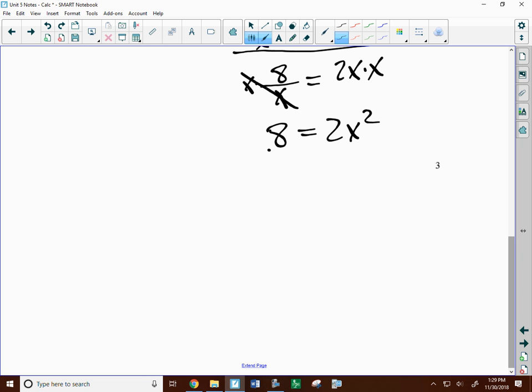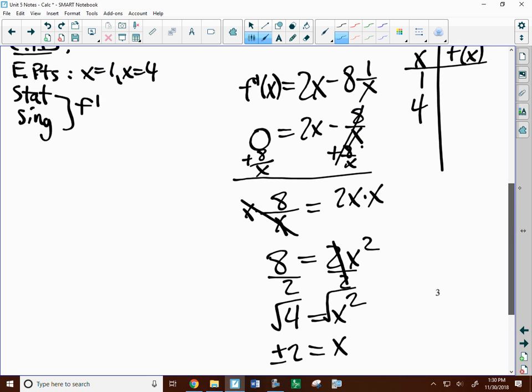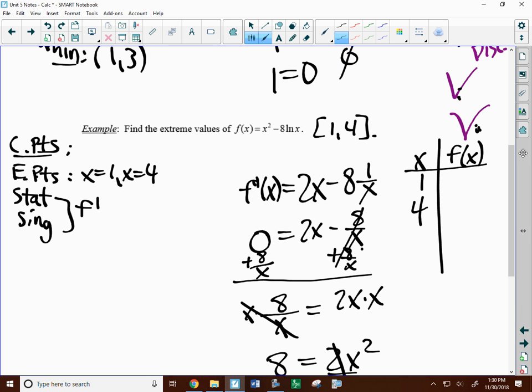And you can probably see this one's going to work out because we're going to divide by 2. Get 4 equals x squared. And I do a square root for both sides. And don't forget when you're doing square root to both sides, it's plus or minus. So I get plus or minus 2. Okay, now let me go back up. Plus and minus 2. Certainly 2 is good, between 1 and 4. I'm not going to put in negative 2, though, because it's not in our interval.